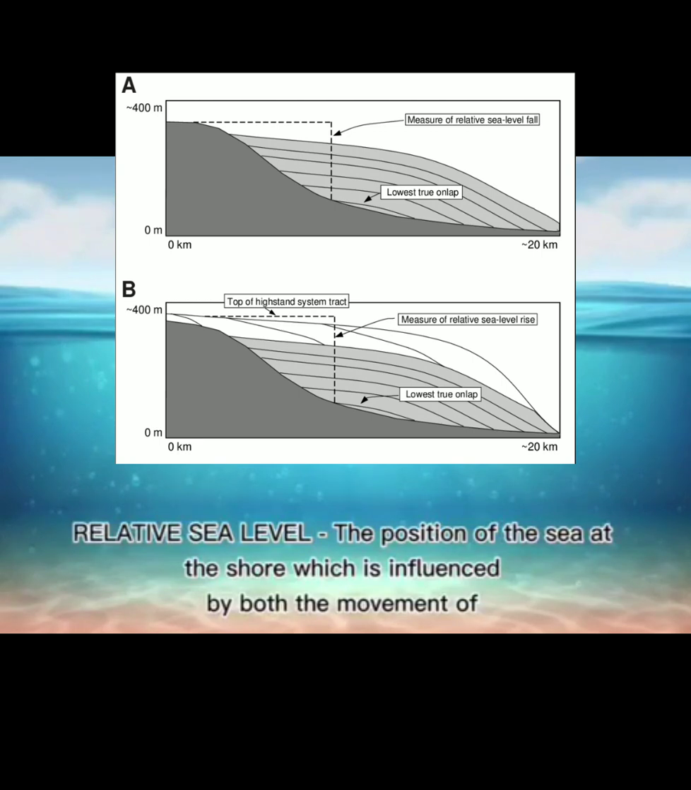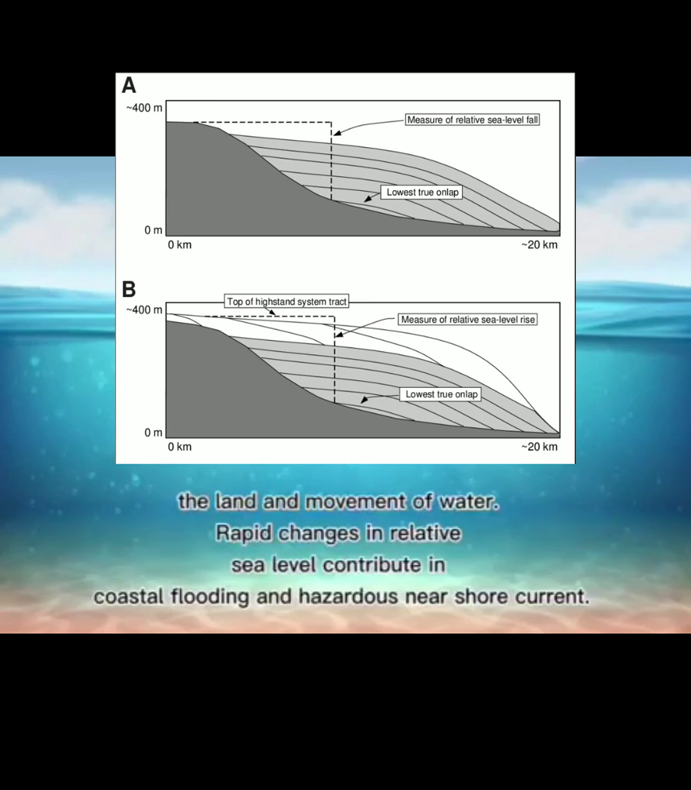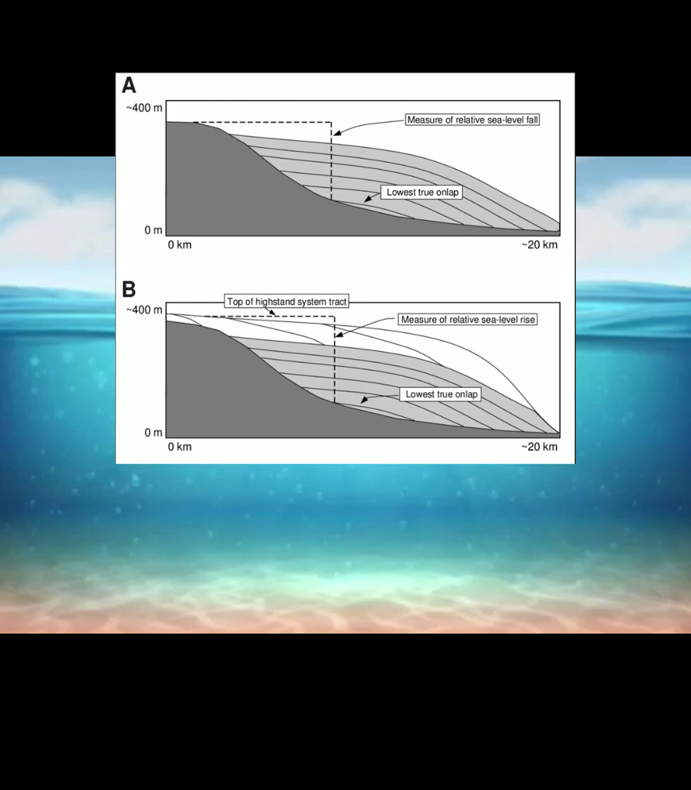Relative sea level. The position of the sea at the shore, which is influenced by both the movement of the land and movement of the water. Rapid change in relative sea level contributes to coastal flooding and hazardous nearshore currents.